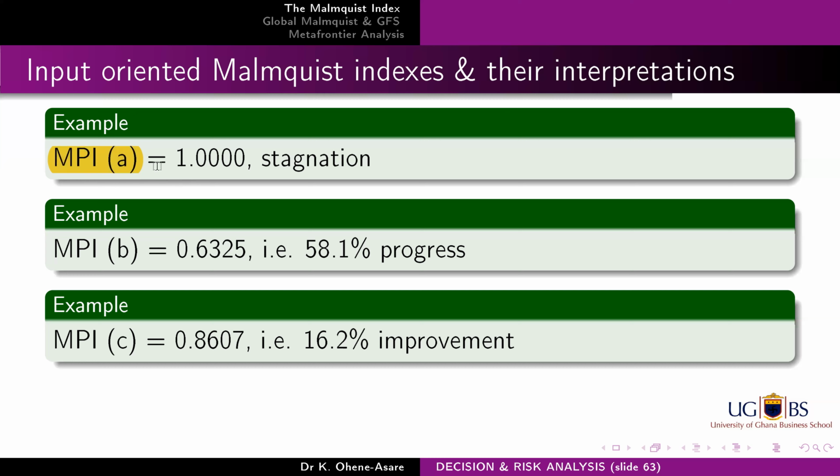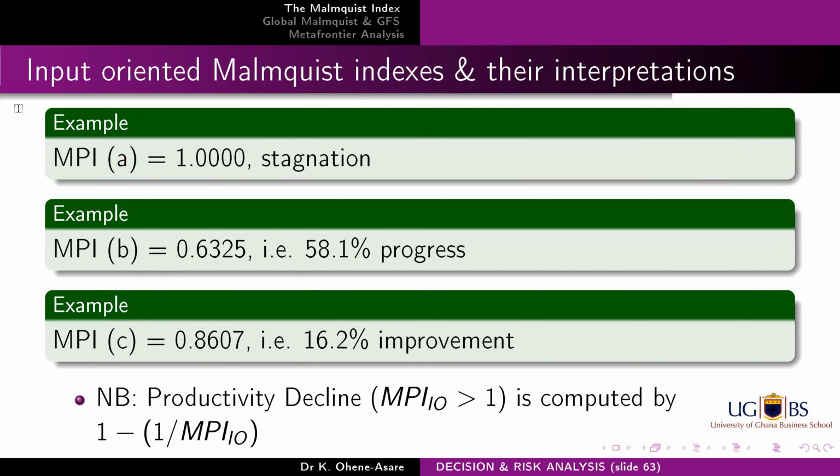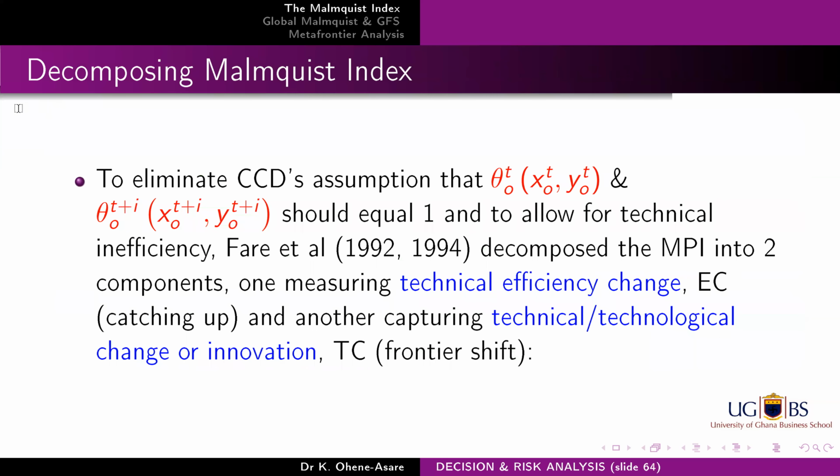As for A, we know there's no performance drive here. B, we know there's a performance increase. And C, we know there's a performance increase. But what is driving it? Is it the efficiency change or the technological change? And that is the next thing to deal with.